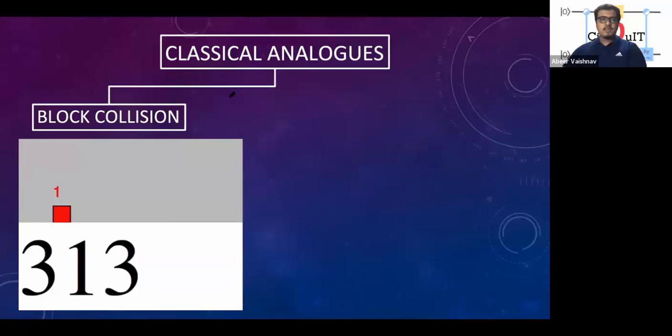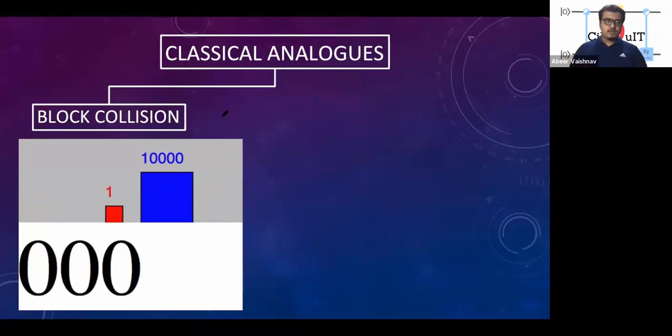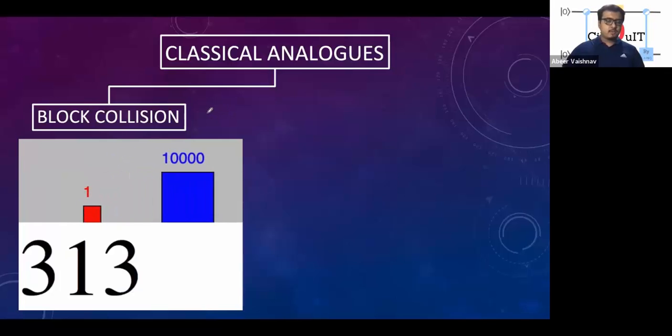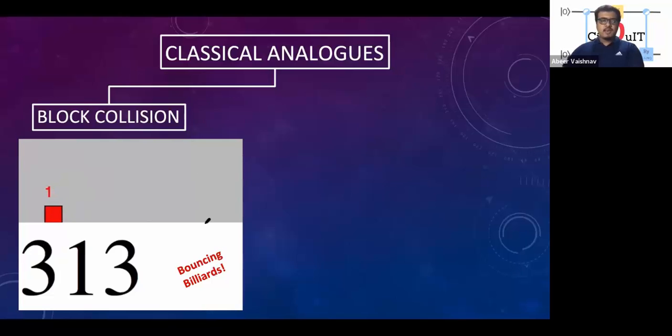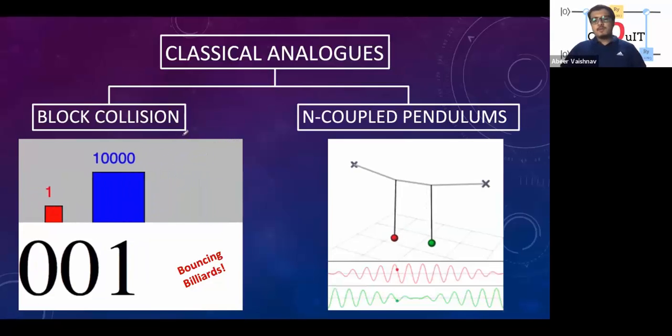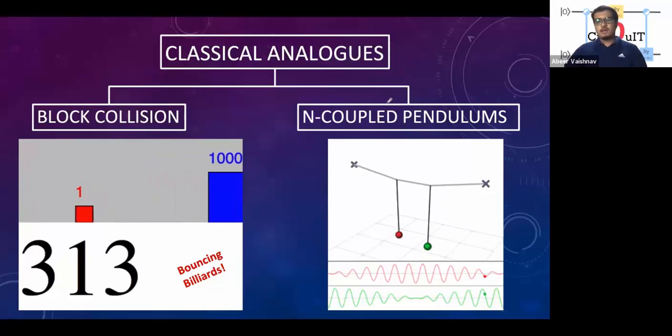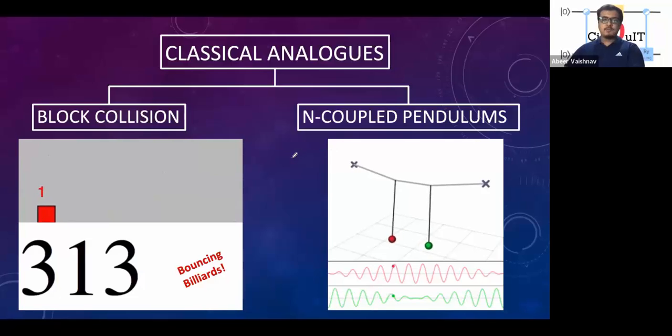The first one is the problem of a block collision. There are two blocks, and there are elastic collisions between those blocks, and we'll see how this is a very special problem and how this can be related to Grover's search. By the way, it is also known as the bouncing billiards problem, if you know it by that name. Another problem is the problem of n-coupled pendulums, and this will be taken by my colleague Archit. So let's get on to the problems.